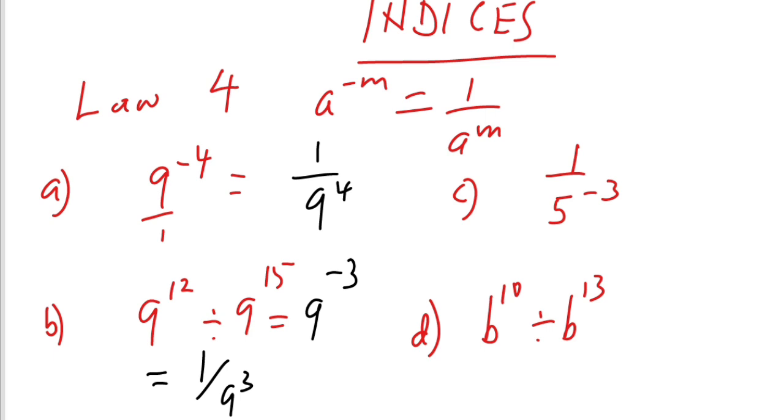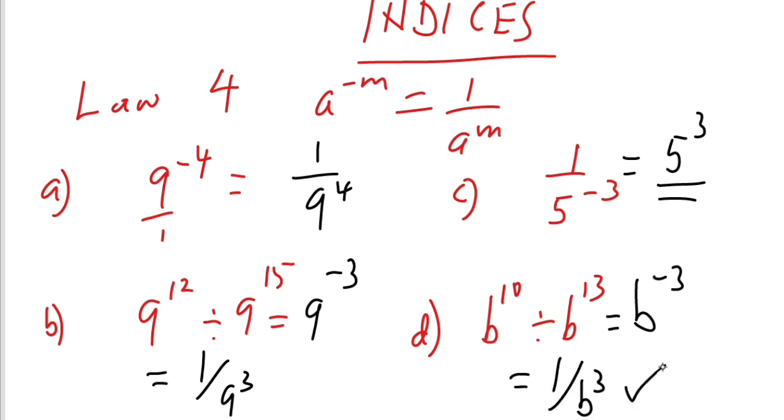Now pause and do the other two questions by yourself. If you paused, then hopefully you have got the answer. You do the reciprocal, it gives you 5 to the power of 3. Remember, this time it's down, you put it up and it becomes positive instead. Subtract the powers again: b to the power of 10 minus 13 gives you -3. And again, your final answer, the reciprocal, is 1 over b cubed. So those are your answers. Not that hard. Now let's go to the other two laws.